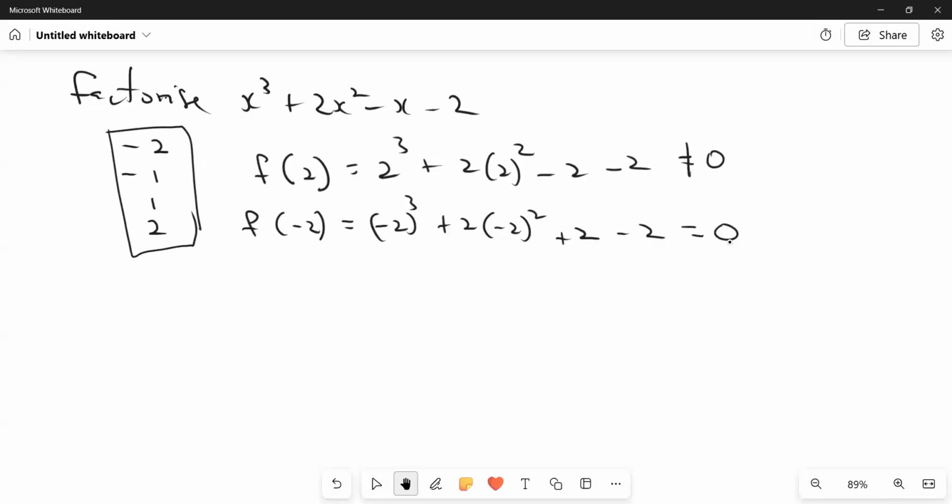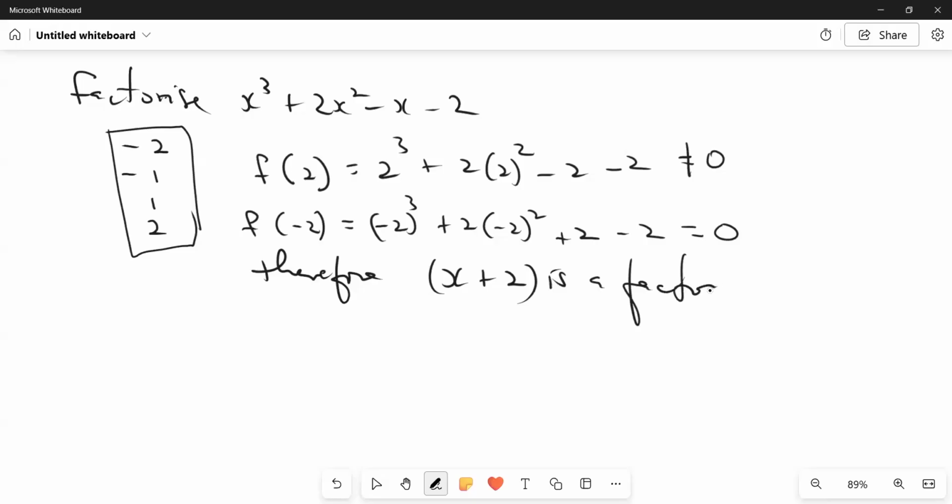Good. I was a little thrown by the plus, but then I realized, oh yeah, the x is negative. So x plus 2 is a factor. Good. So we get one factor. You can keep trying all of these, you know. You can try minus 1, 1, and so on. You can try that.